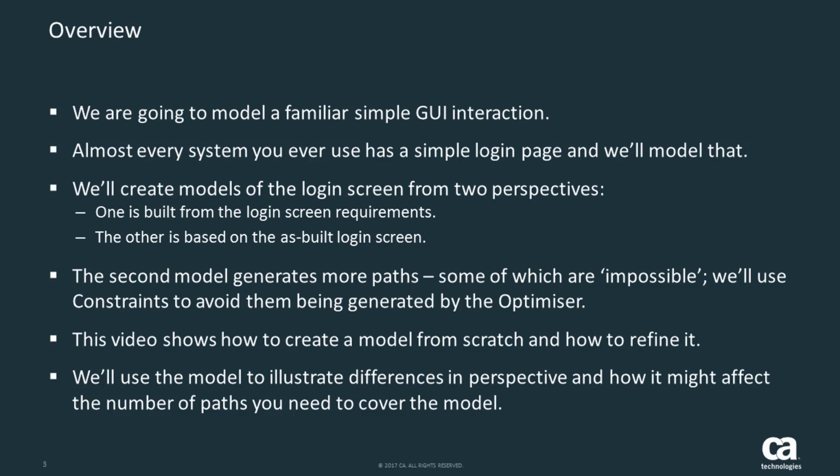And it's clear the second model generates more paths, some of which are impossible. And so I want to use this feature called constraints to avoid them being generated by the optimizer tool in ARD. So this video shows how to create a model from scratch and how to refine it. And as we go through this process, there's quite a few lessons to be picked up.